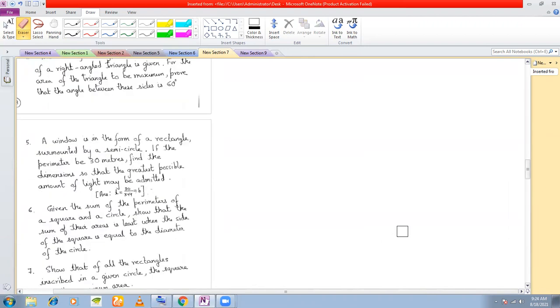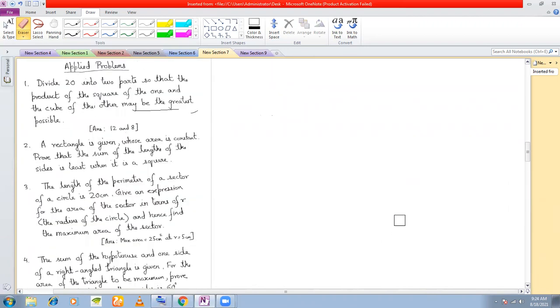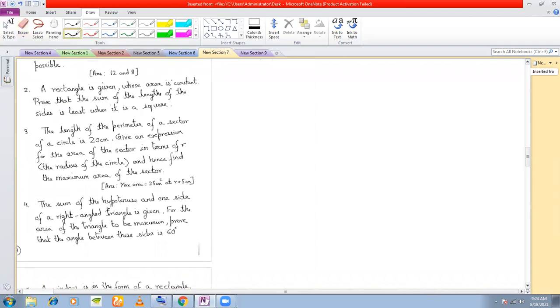You have to be a little patient with these problems. This is not just simple differentiation or simple integration. The next question here is, a rectangle is given whose area is constant. Prove that the sum of the lengths of the sides is least when it is a square.